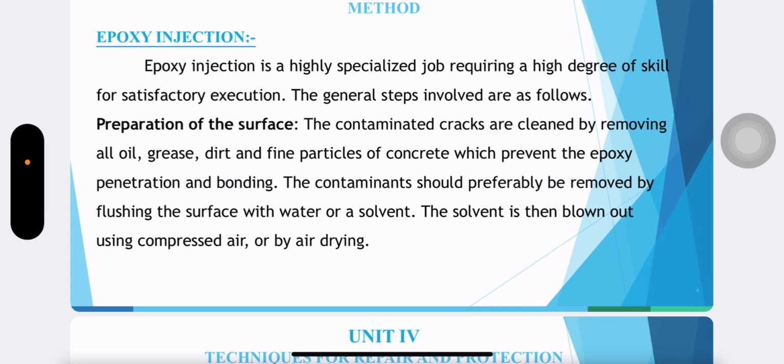The general steps involved are, first, preparation of the surface. The surface will be cleaned by removing the oil, grease and dirt present, and the contaminants should be thoroughly removed by flushing the surface with water or a solvent.